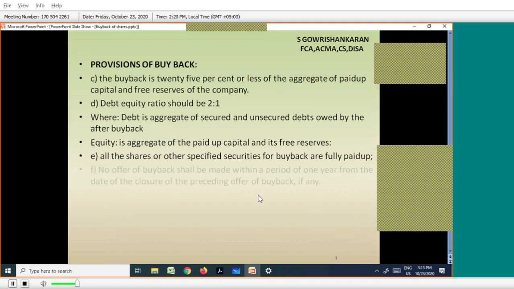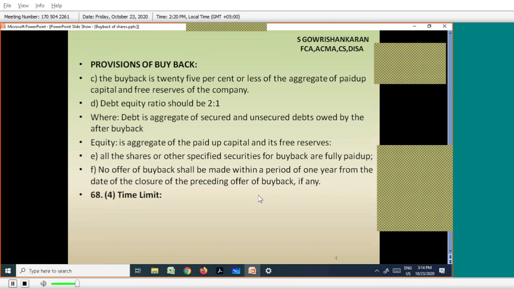What about the next point? Once I announced the buyback, a 1 year cooling period is there. Up to 1 year I should not do another buyback. No offer of buyback shall be made within a period of 1 year from the date of the preceding offer of buyback. From the completion of the first buyback, 1 year I have to wait for the next buyback. That is what is said here. Okay?